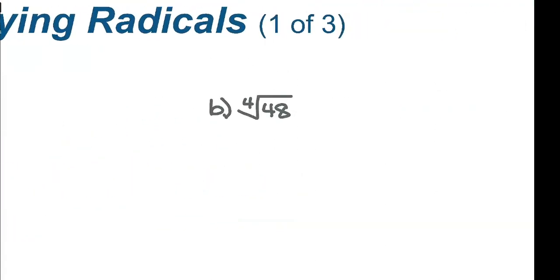For B, we have the 4th root of 48. Well, 48 is 4 and 12. The 4 is 2 and 2. The 12 is 2 and 6. And the 6 is 2 and 3. We're looking for groups of 4.